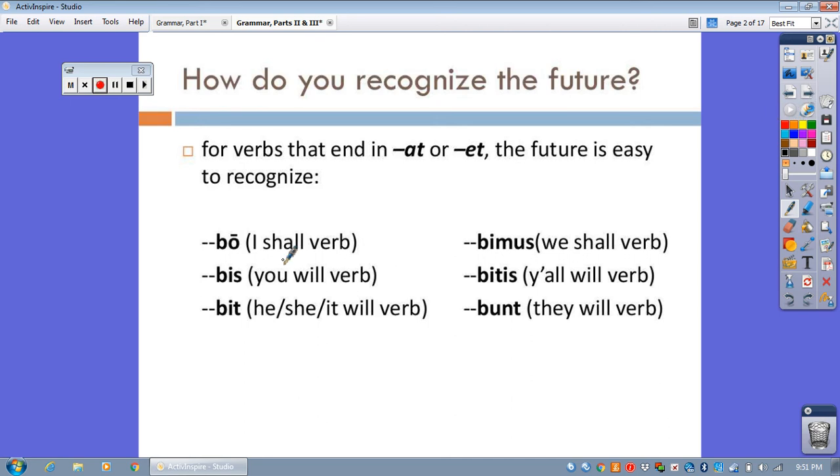And you'll notice it's just simply translated as "will verb" or "shall verb," if you want to be very technically correct. First person, singular and plural, we should always say I shall and we shall, but we never do.